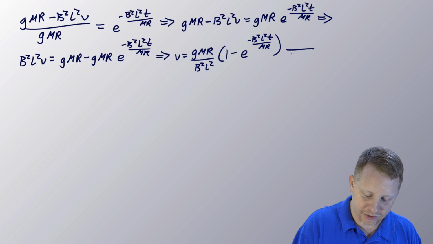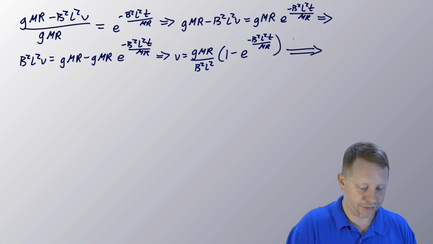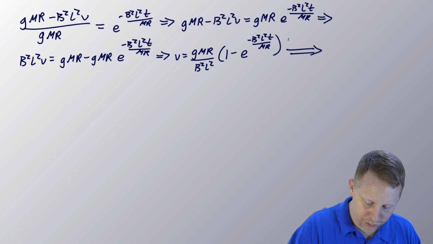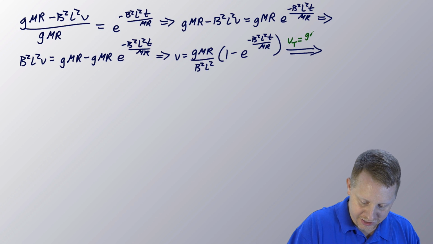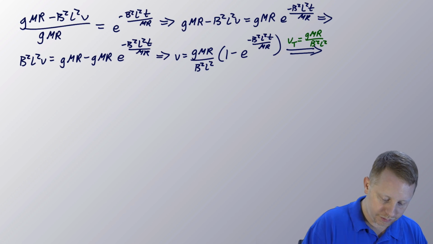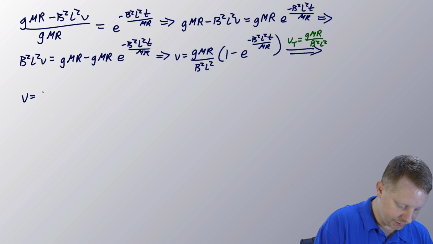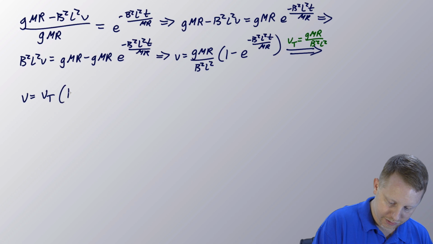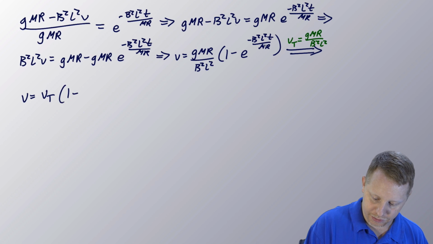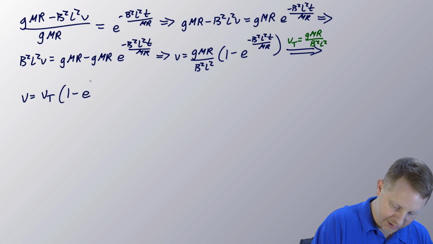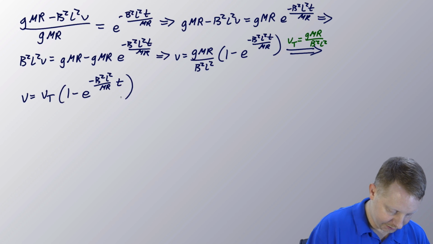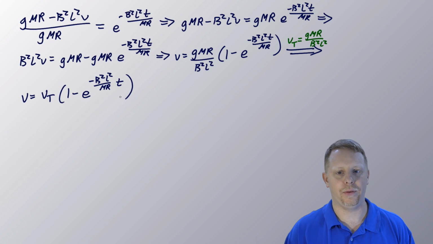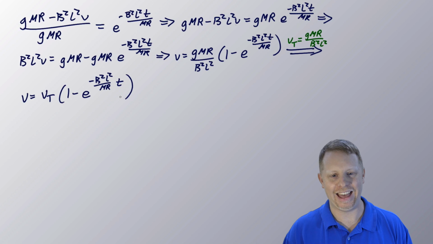So I could write this if I wanted to, which implies then, if we recall that, our terminal velocity equals G capital M capital R over B squared L squared, which implies then that V equals Vt times the quantity 1 minus e to the negative B squared L squared over MR t. So you could write it that way as well. And that, I think, gets you in pretty good shape for question 3F.